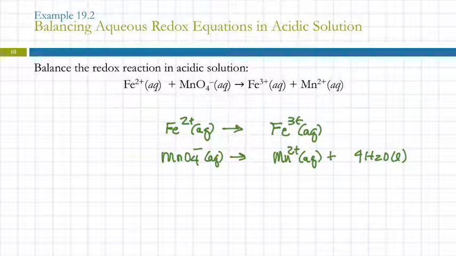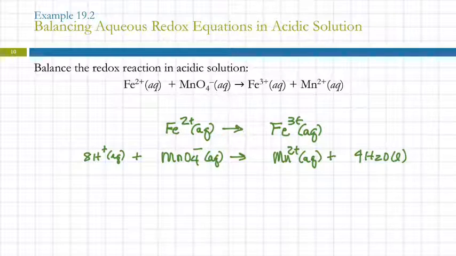So 4 oxygens and 4 oxygens. But now I introduced hydrogen, and that wasn't there before. The rules say balance the hydrogen by adding hydrogen ions. We're balancing equations in acidic solution, so we're going to add hydrogen ions. Now I've got 8 hydrogens over here. To balance that, I'm going to put 8 hydrogen ions on the reactant side. And now I have mass balance. All the atoms are balanced.